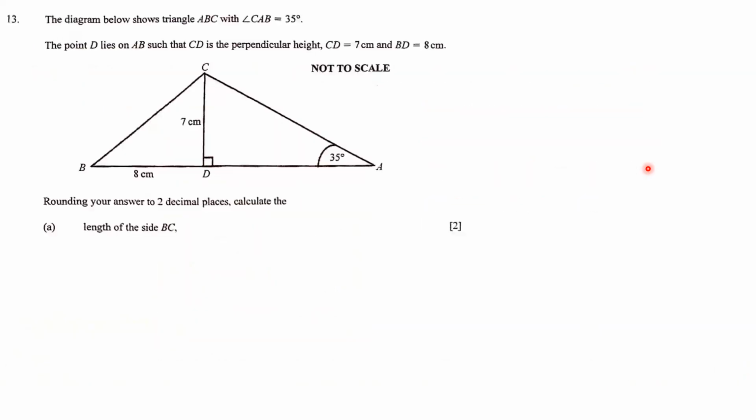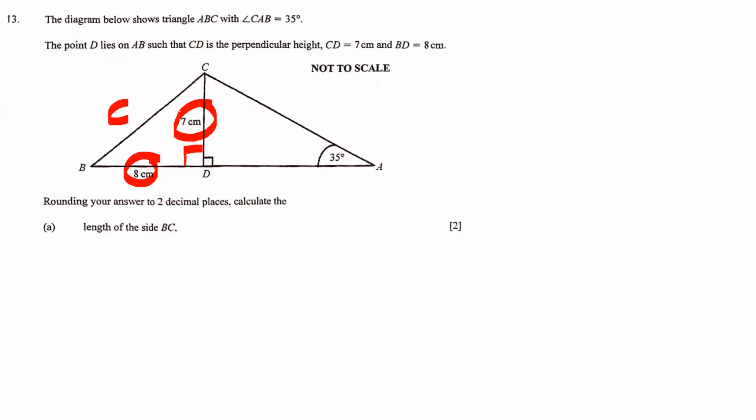Let's move on to the next question, question number 13. It says the diagram below shows triangle ABC, and we have angle CAB is going to be equal to 35 degrees. Here we're going to figure out the length of the side BC. So what we have here is good, because we have this side, which is 7, and we have this side, which is 8. And this is a right angle triangle. And so all we need to do is figure out the hypotenuse, which I'm going to denote as C.